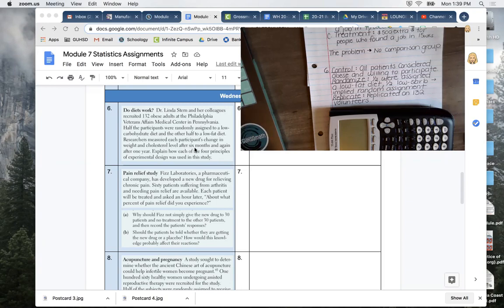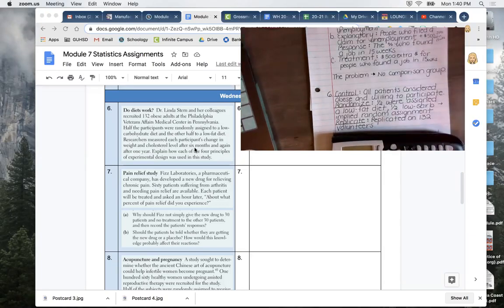Explain how each of the 4 principles of experimental design will be used. We're actually only going to use 3 of them, and in the Zoom, I also made mention to this. There's 3 different principles of design that we're gonna focus on: control, randomization, and replication.